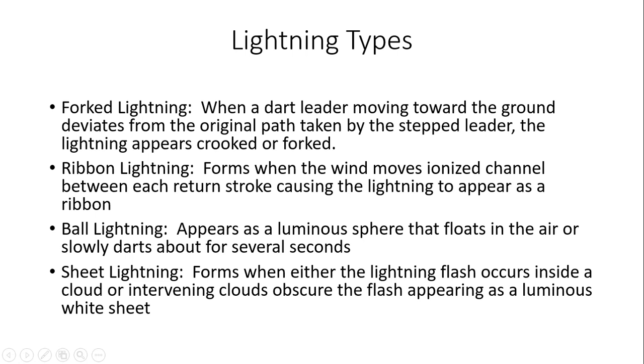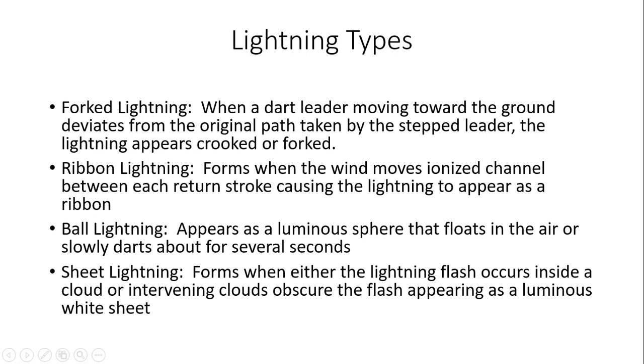There's ribbon lightning, which forms when the wind moves the ionized channel between each return stroke, causing the lightning to appear as a ribbon. That one's not as common. There's ball lightning, appears as a luminous sphere that floats in the air or slowly darts about for several seconds.